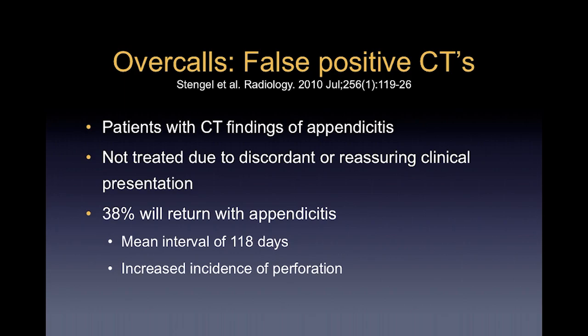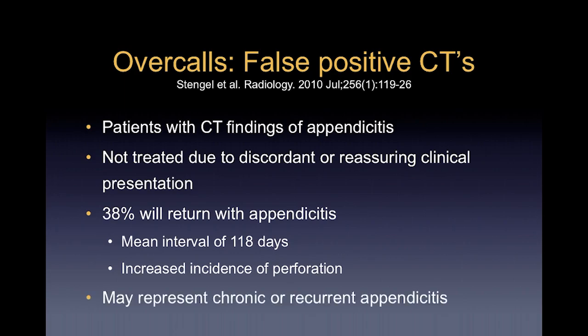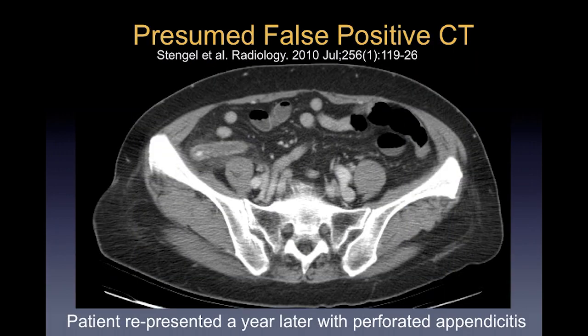So what we think is going on here is that these are cases of chronic or recurrent appendicitis. No one is wrong. The radiologists are correct that it looks like appendicitis at CT. The surgeons are correct that it does not act like acute appendicitis. These are cases of chronic and recurrent appendicitis. But the correct treatment, of course, is not to send them home and forget about them. It's to do an interval appendectomy, sometime more electively, because otherwise they are going to represent.